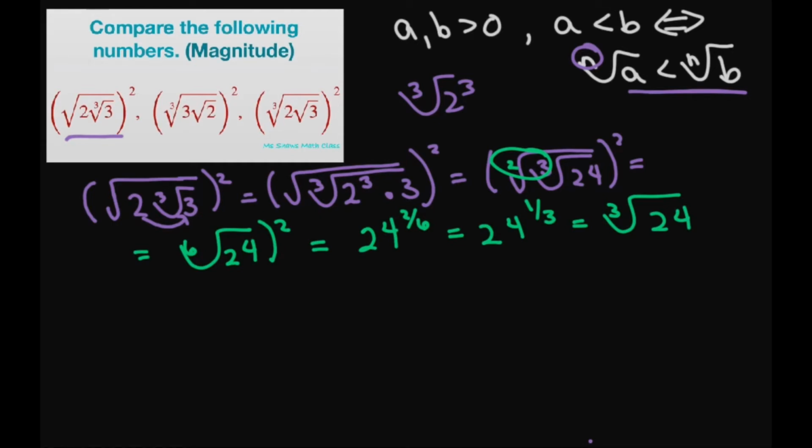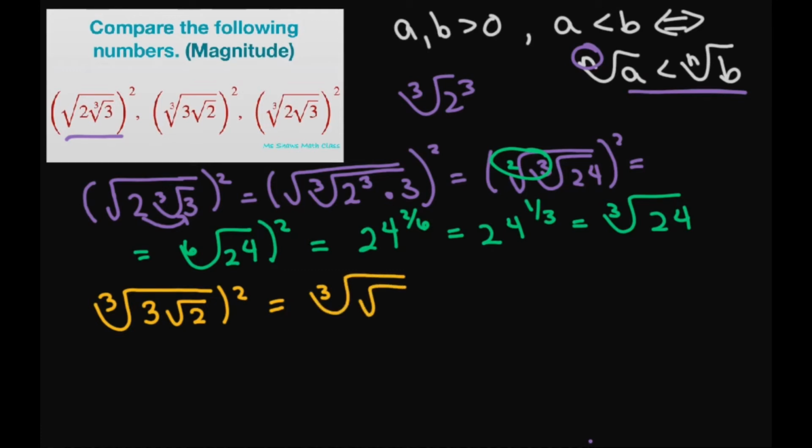Hopefully this will be a little easier. We have the cube root of 3 square root of 2, all squared. I can write this as the cube root of the square root. Now I'm going to bring this 3 in here, so 3 squared is 9, and 3 squared times 2 is 18. And this is all squared.